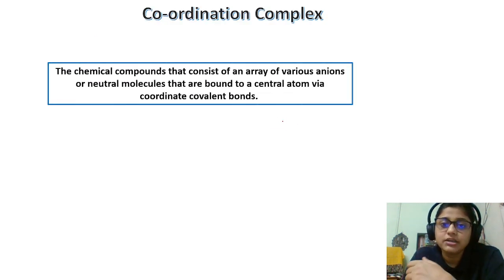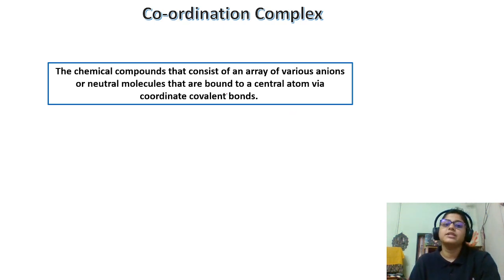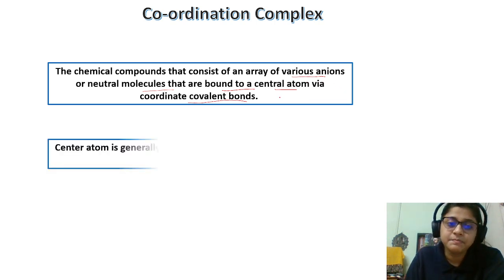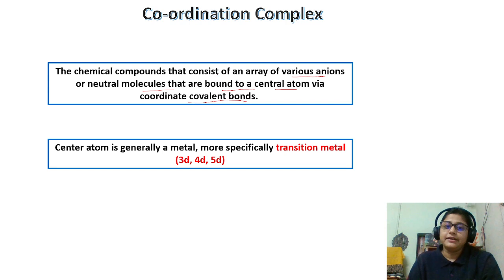Now we are coming to the coordination complex. Chemical compounds that consist of an array of various anions or neutral molecules that are bound to a central atom via coordinate covalent bonds. You are getting confused? If I give an example of a coordination complex, you will understand it in a better way. So please wait.